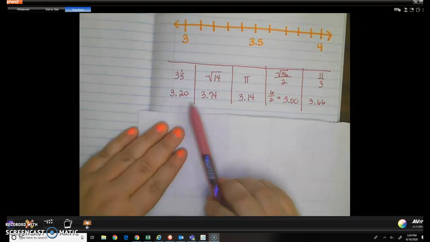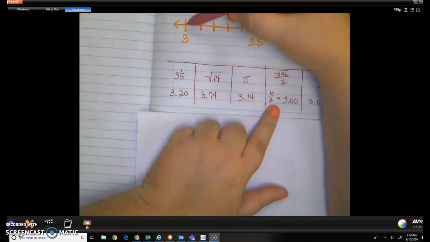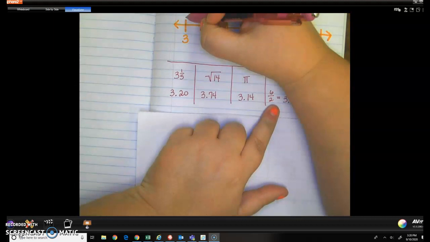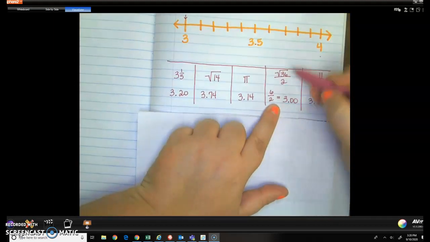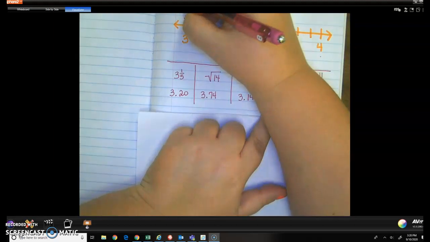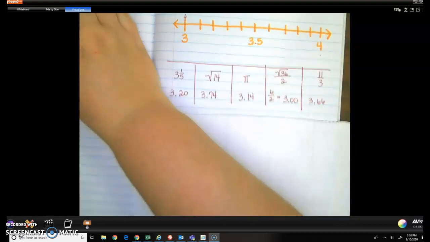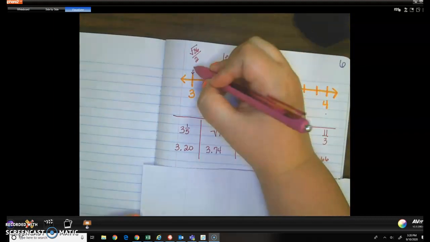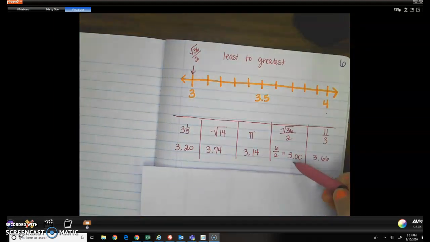Which one is the least amount of money? $3. So I'm going to come up here, find my 3, and I'm going to put an arrow and say that is my square root of 36 over 2. It is important that you put it back into its original form. We do not want to use the 3 because that wasn't my original number.